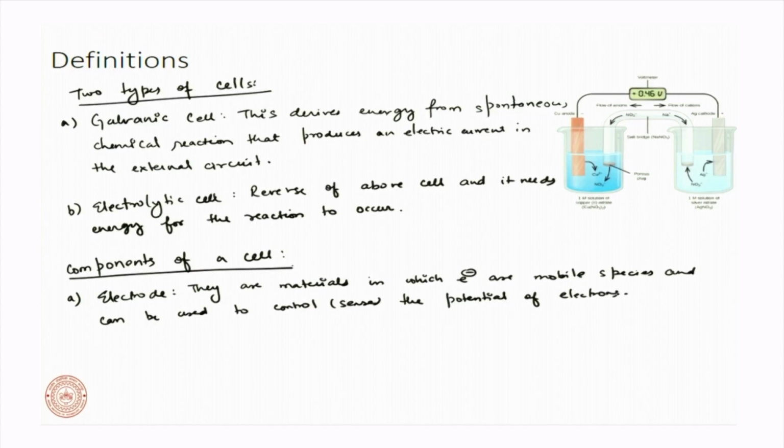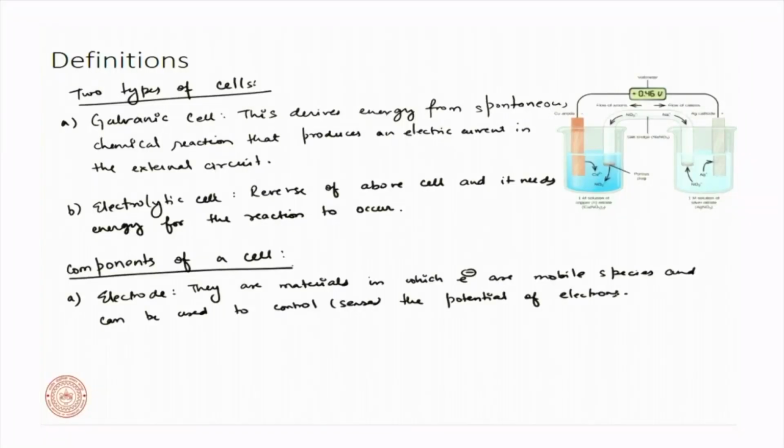Right. So, they allow free mobility of electrons. Zinc is an electrode, silver is an electrode, copper is an electrode, all of them allow free mobility of electrons through them, and you can measure the potential difference between the two because they are allowing electrons to transport through them. That is the sense of the potential of electrons, the potential difference, and that is electromotive force. Okay. So, they are typically metals.